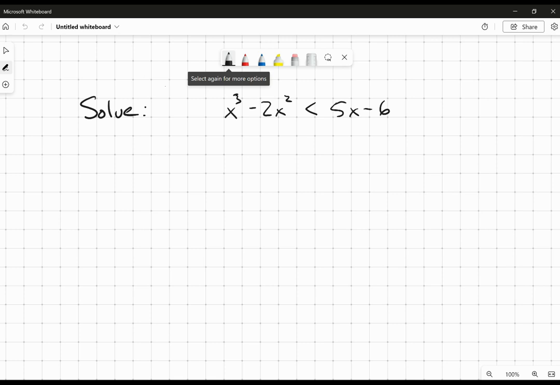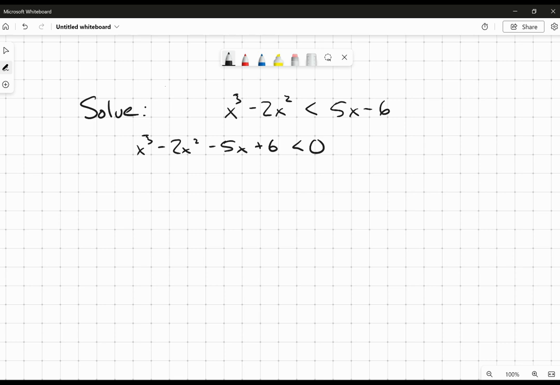Okay, hi everybody. So in this video, we're going to solve this inequality: x cubed minus 2x squared is less than 5x minus 6. The first thing I'm going to want to do is bring all those terms over to one side and relate that to 0. It makes it easier for me to identify where I'm positive and negative. And I want to factor that.